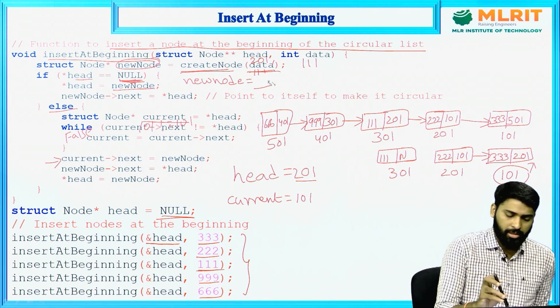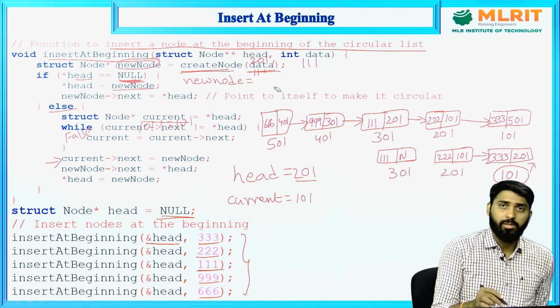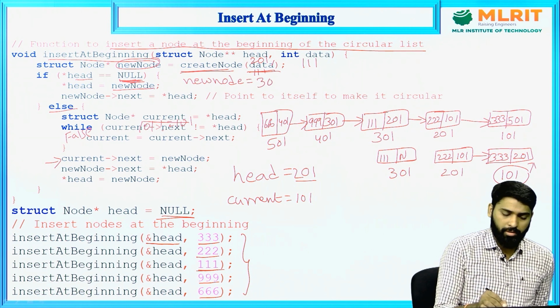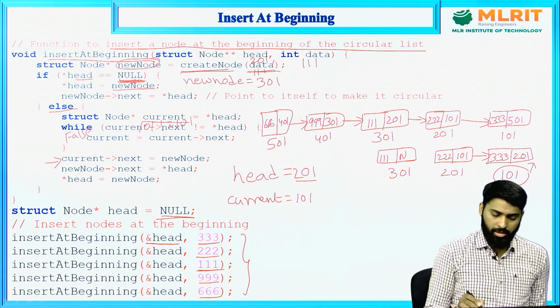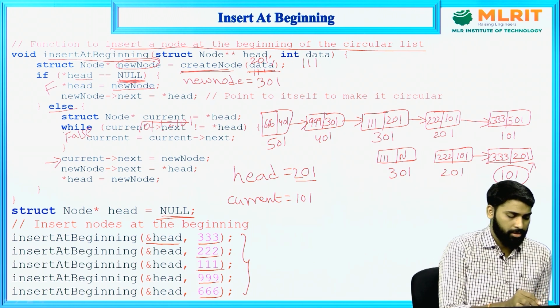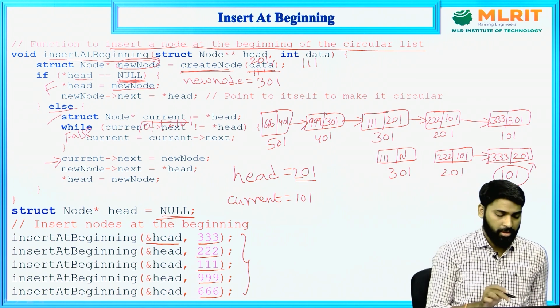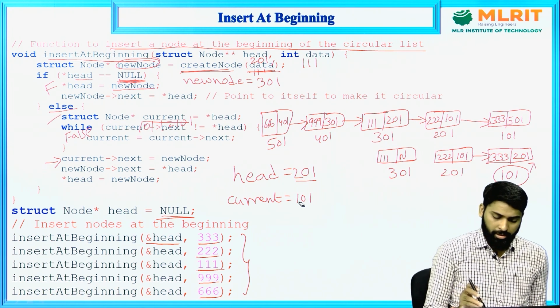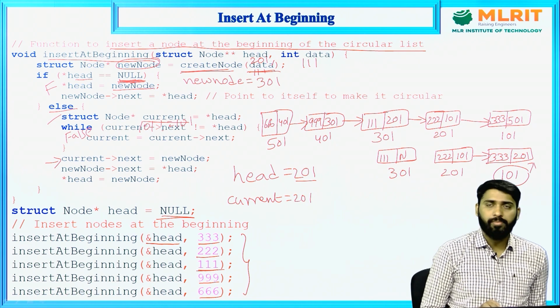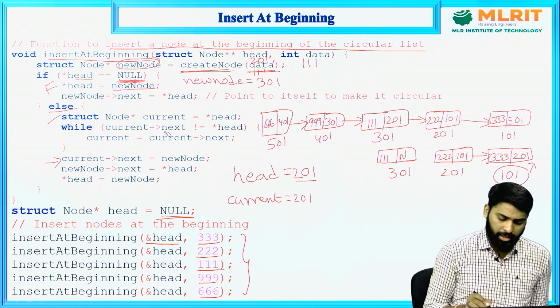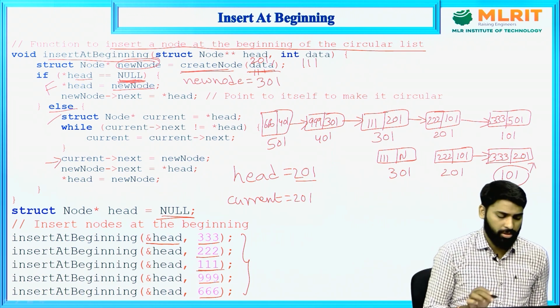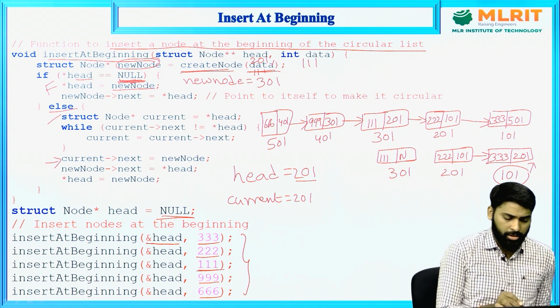Now 301 is assigned to new node here. Now what is the new node? New node is 301 now. Now you are going to check head equals to null. No, it is false. So we move to the else part. We are taking one current value. In this current we store head. What is the head now? 201. Now we are going to traverse up to the last node. So we consider current equals head. It is 201.